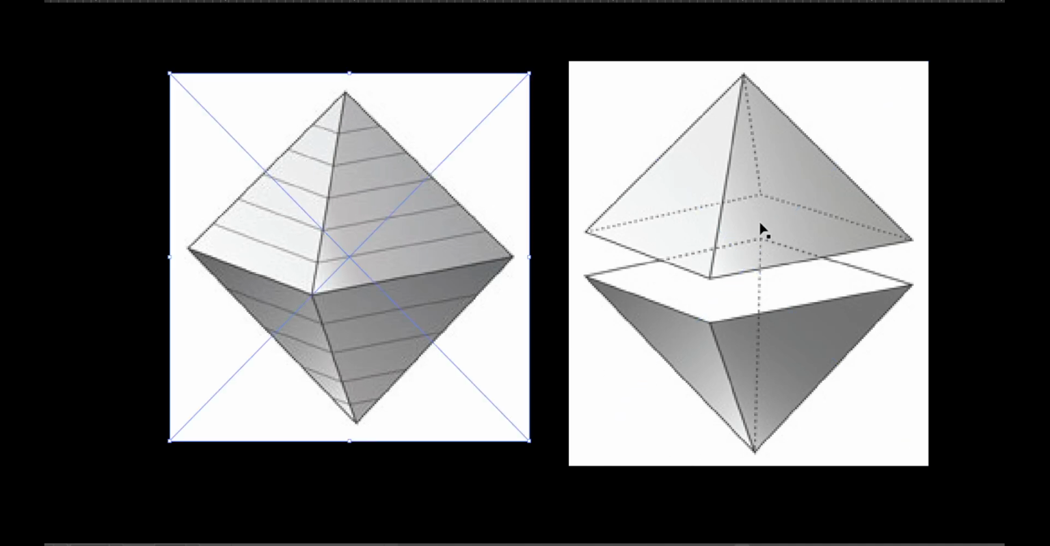Now, this is the same shape, but they just sliced it in the middle, right? Just to show you what it's made up of. So this looks like a pyramid, doesn't it? And that looks like a pyramid. You put those two pyramids together at the base, and you got this thing right here.